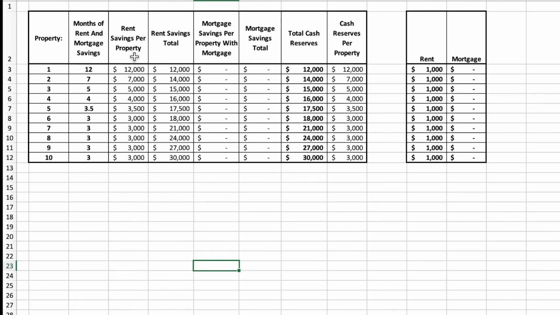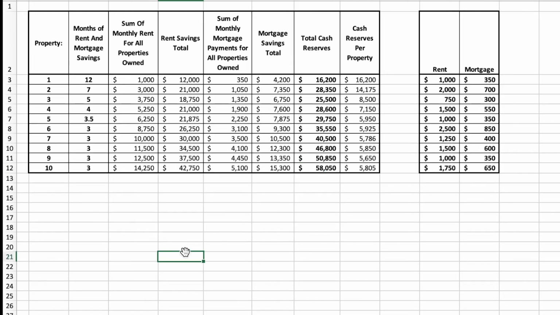Now let's look at a similar example, but in this case we have no mortgage payments. The rent savings per property and the total rent savings will be exactly the same because the rent per month is exactly the same for all the properties, but because we have no mortgage, these values are all zero, meaning that the total cash reserves we have once we have 10 properties is significantly less. It's $30,000 compared to, if you remember in the previous example, about $40,000.